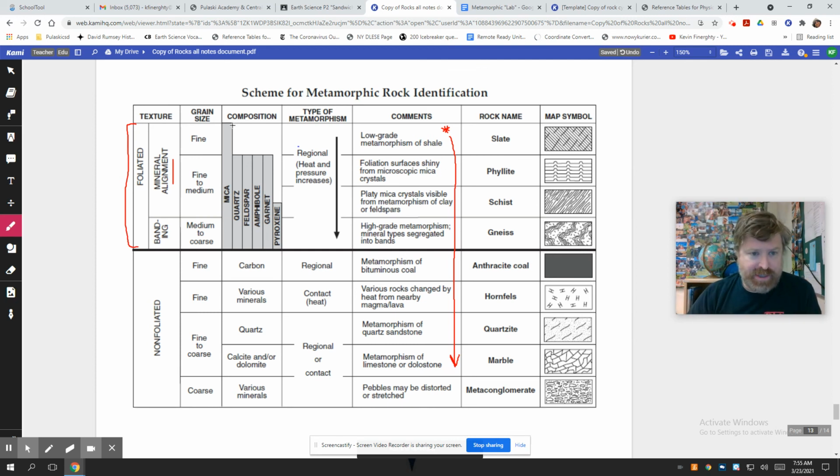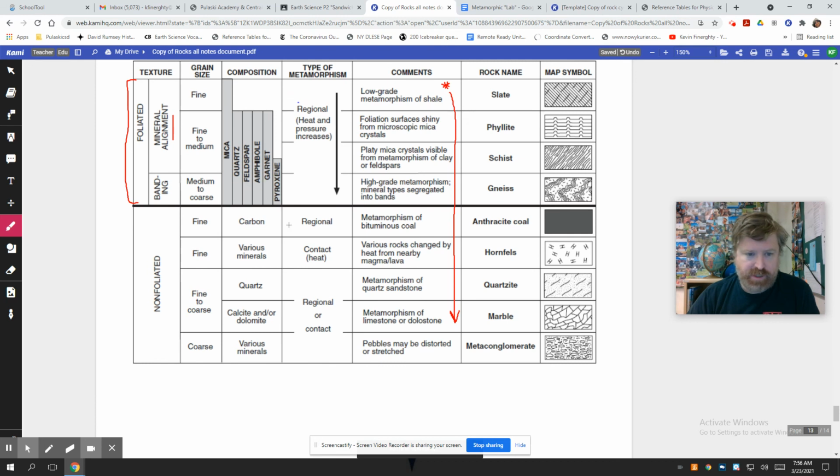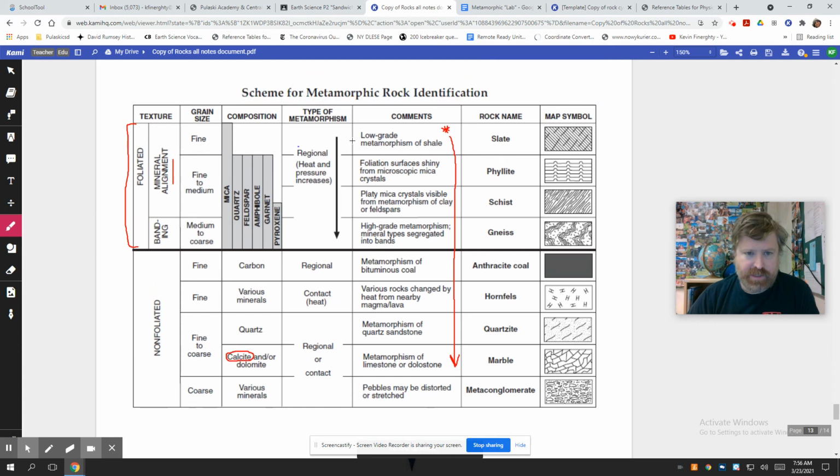Yeah, composition is on the lab. So slate's an easy one. Slate's just got mica. These three, it's a little bit more writing: mica, quartz, feldspar, amphibole, garnet, and pyroxene. Those are all the minerals that may be in those rocks. Compositions down here are a little easier. Coal is made of carbon. Quartzite's made of quartz. Marble's got calcite. If you remember, calcite bubbles in acid. That could possibly come up too. We'll continue to talk about that.